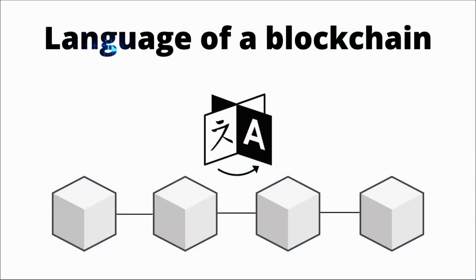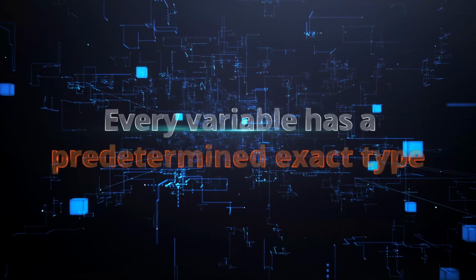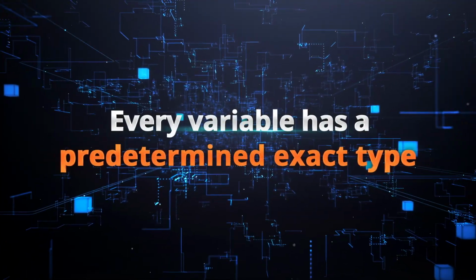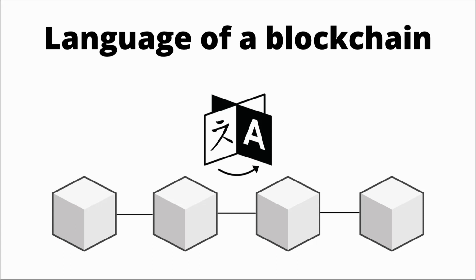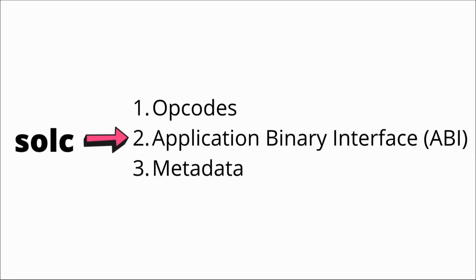You may think it looks a bit like JavaScript, and it's true, the syntax is similar, but otherwise they are quite different. For example, Solidity is strongly typed, unlike JavaScript. That means every variable has a predetermined exact type. So a variable could be of type string or integer, for example. If you're wondering what this means, variables are how we reference data, and the type tells us how to interpret the data.